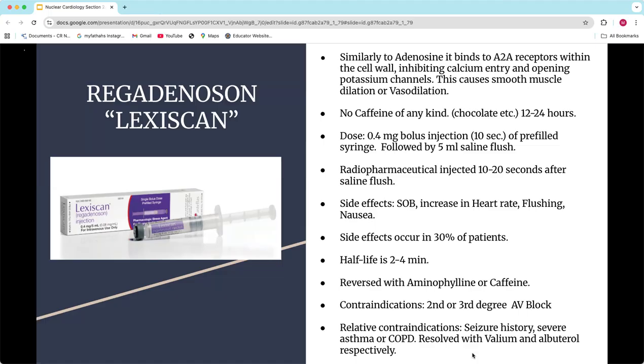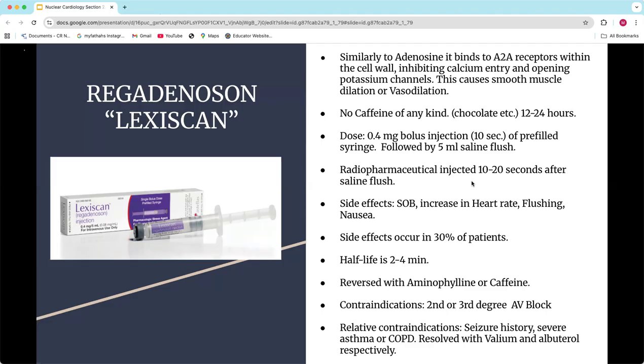This dose is so nice because with all those other doses, we were using some kind of pump, and the measurements were all crazy and we had to measure it all out and get it perfect. This one's awesome. It takes away all of that. It comes in a bolus injection syringe. It's 0.4 milligrams in 4 ml, and it's just a 10 to 15 second push. That syringe is all ready to go for you, and you follow it with a 5 ml saline flush. So super easy to use. The radiopharmaceutical is injected 10 to 20 seconds after the saline flush.